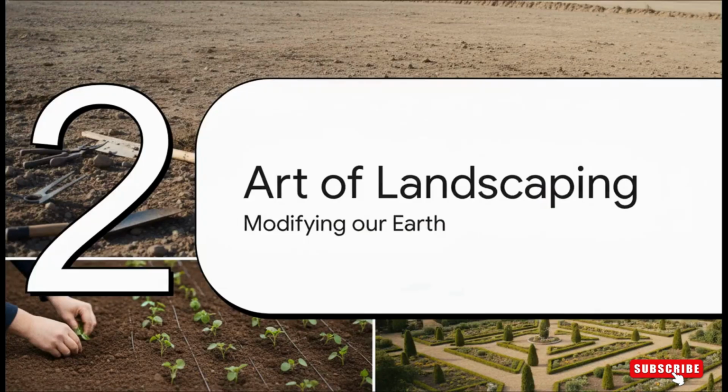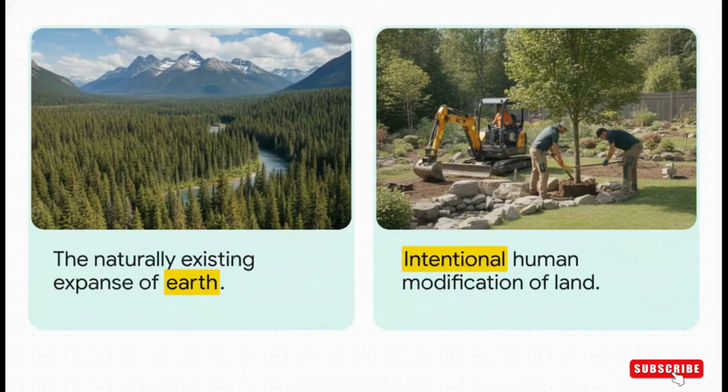Section 2. The art of landscaping. Now, we need to draw a really sharp distinction here. A landscape is that naturally existing expanse of Earth. Landscaping, on the other hand, is an intentional human activity. It's any purposeful modification that alters the visible features of the land. It's exactly where human ingenuity steps in and meets the natural world.